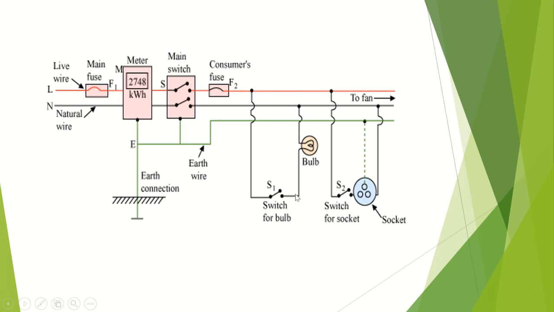So this is the household arrangement. Here line and neutral are there. Here fuse is there, here meter is there, and here MCB is there. And here our loads are there. Here earth connection is there. Earth connection is very important to protect ourselves from shocks.